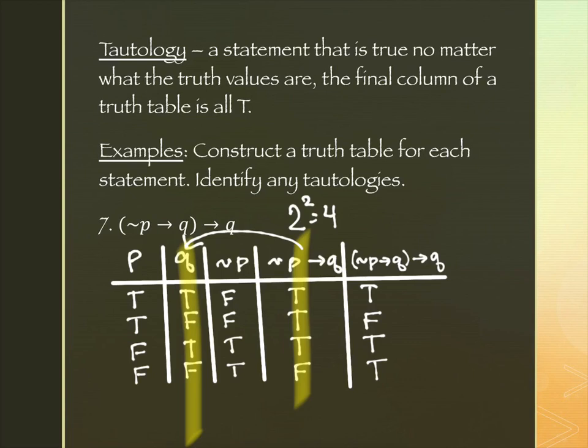Now, I did part of the directions. The directions say construct a truth table for the statement. We did that. The last part says identify any tautologies. Look at my last row. Do I have all truths in it? No. This right here means that I do not have a tautology.